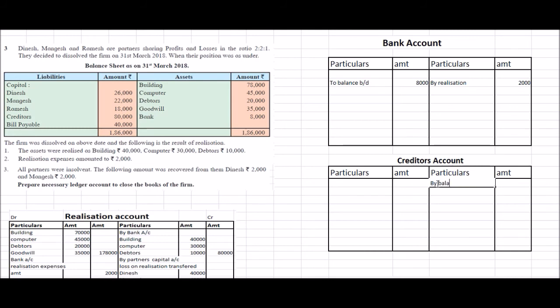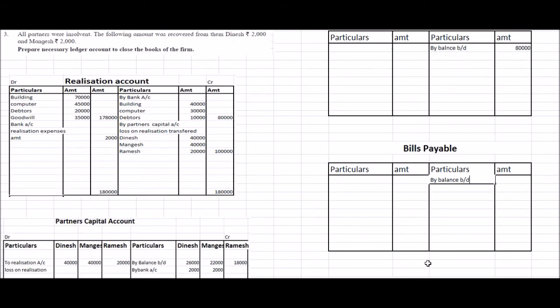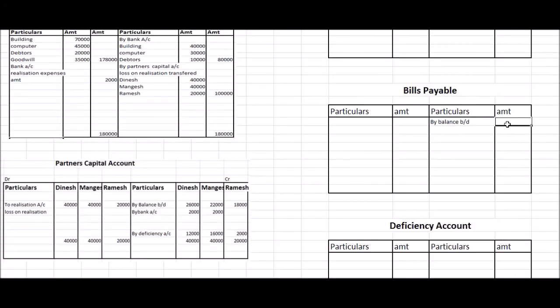By balance brought down, amount is 80,000 rupees. Creditor's amount is 80,000 rupees. And next is bills payable amount. Bills payable amount is 40,000 rupees. So by bills payable, by balance brought down, amount is 40,000 rupees.